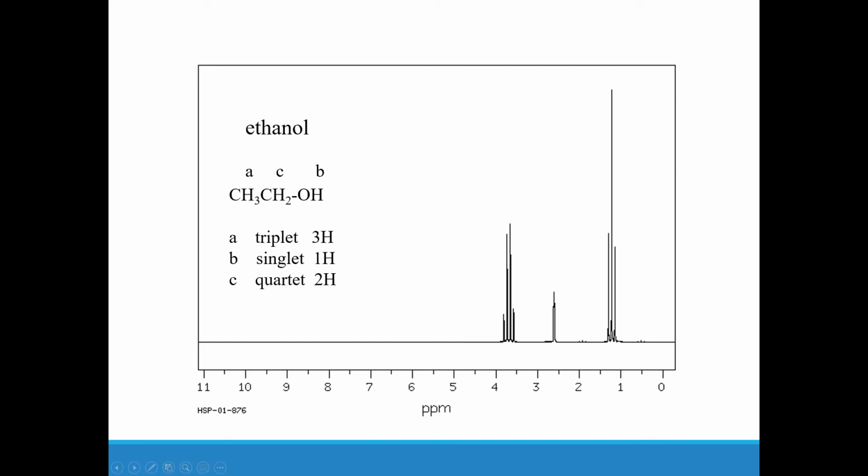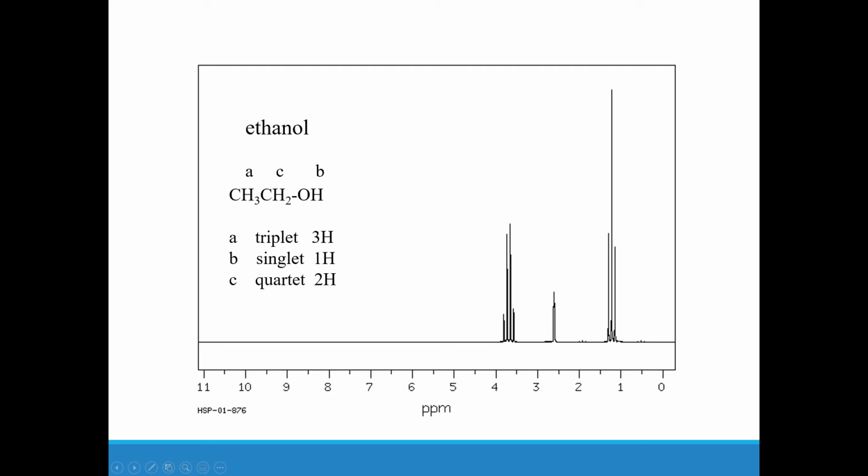All right, so now we have ethanol. Let's start with A. A is the furthest away from the OH group. It has two neighboring hydrogens, making it a triplet. Because it's the furthest away, we should expect it to be this peak. 1, 2, 3.